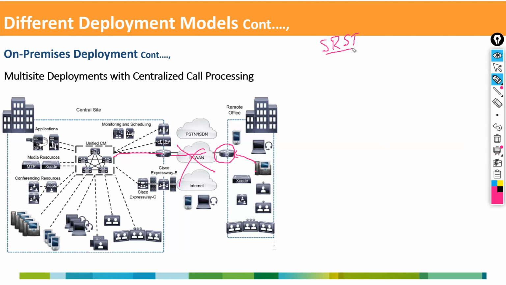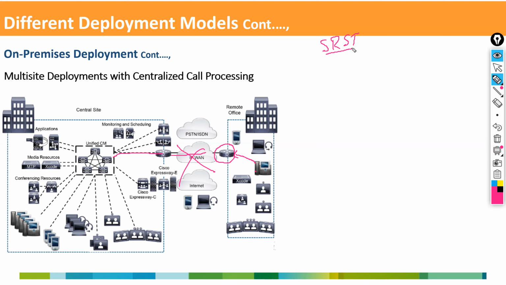Whenever the phones are unable to reach the call manager for some reason, maybe CUCM is down or the WAN is down, automatically all the branch office phones are going to be registered under the local gateway. For that, we call it SRST, Survivable Remote Site Telephony. By default, it will not register. We have to configure this SRST feature. Got it? So whenever you have a deployment, this extra feature, SRST, is mandatory to configure.